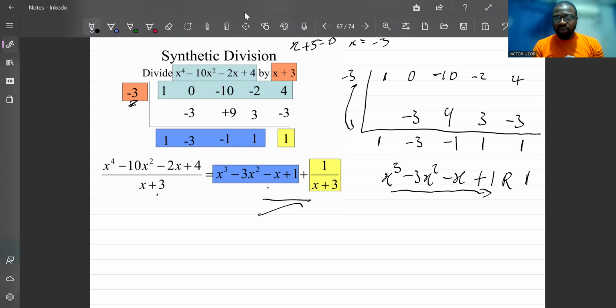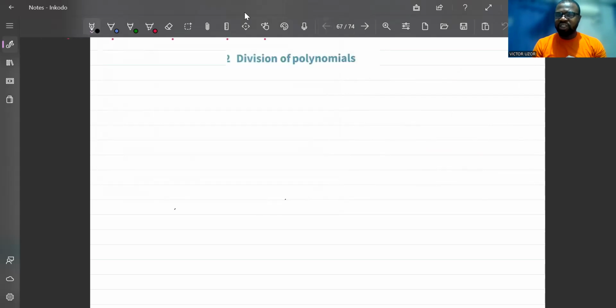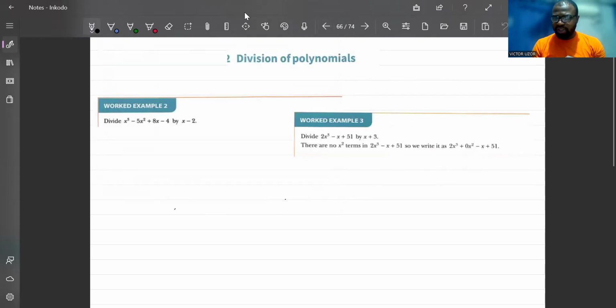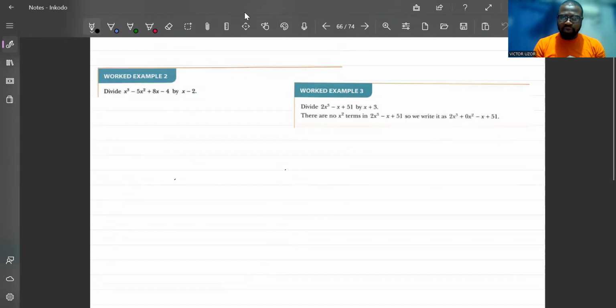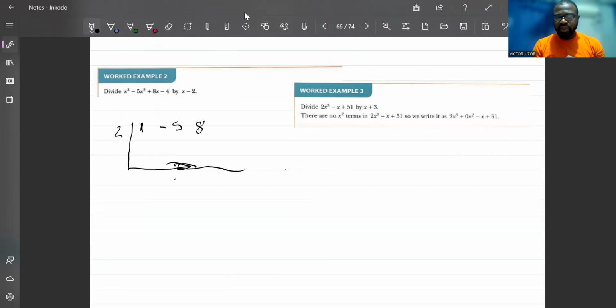With this, I want us to go back to the last example we did using long division and use synthetic division to do them. It's actually faster. For the first one, I just have to write something like this. The divisor gives 2. Here we have raised to power 3 is 1, raised to power 2 is minus 5, raised to power 1 is 8, and the constant is minus 4.